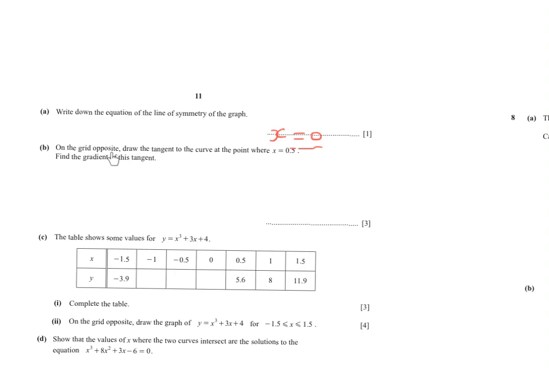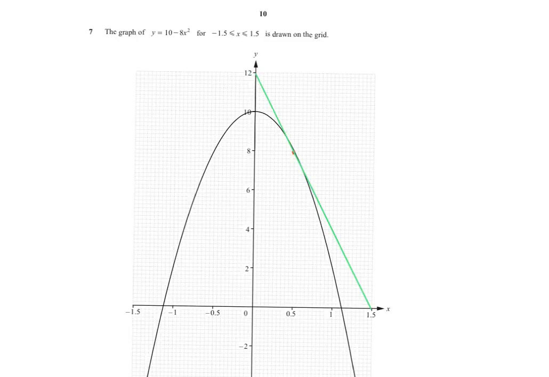B. On the grid, draw the tangent to the curve at the point where x equals 0.5 and find the gradient of this tangent. When x equals 0.5, this is our point. Now draw a tangent at this point. Then you can find the gradient of this tangent. Take 2 points, for example this point, 1.5 and 0, and the second point, 0.12.